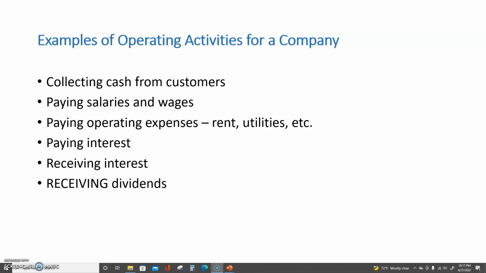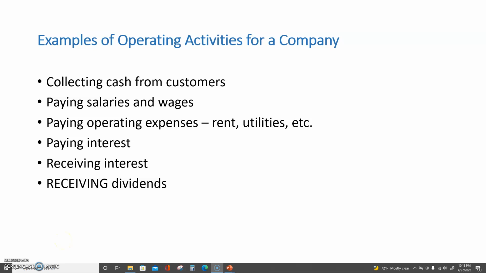Interest. Whenever a company pays interest, that's an outflow. Receives interest, that's an inflow. Both belong in the operating activity section. Receiving dividends is an operating activity. However, note that paying dividends is not an operating activity. Only receiving dividends is considered an operating activity.